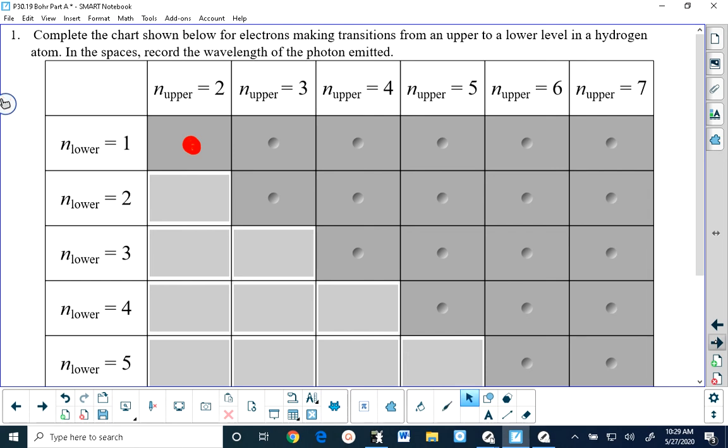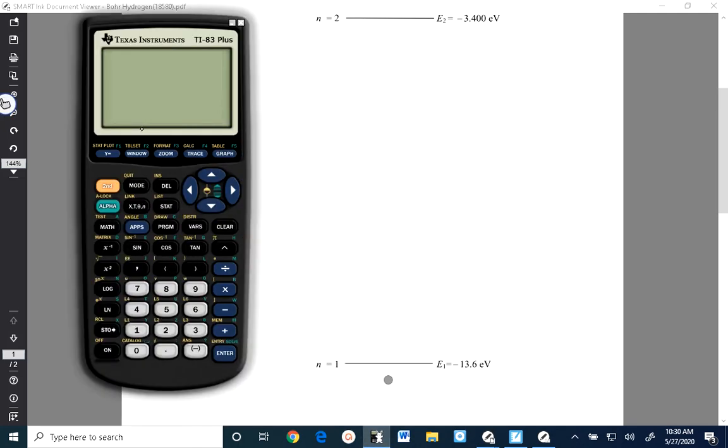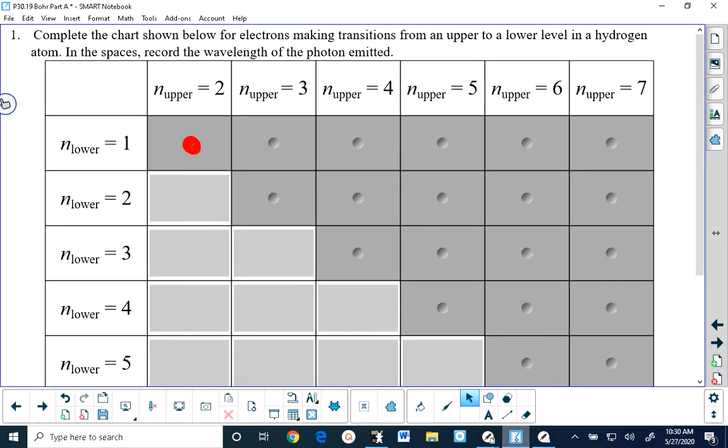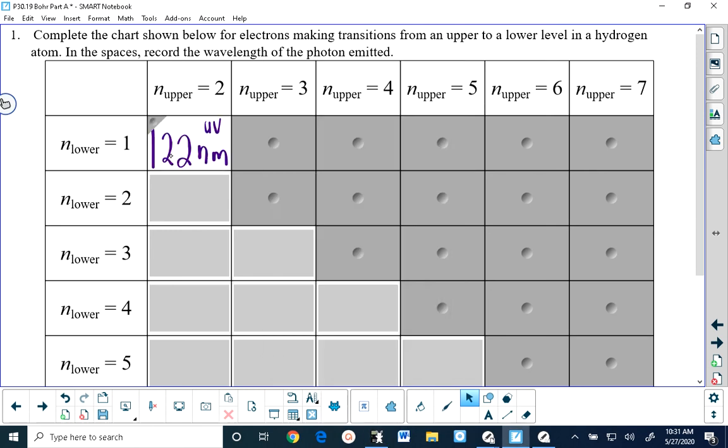So you would go to your energy level diagram. Because the electron goes from the second to the first energy level, I need to take the upper energy of negative 3.4 and subtract the lower of negative 13.6. This energy is the energy of the photon that's emitted. So now I'm going to go back to our problem. If I want to find out what to put in this first entry when it goes from 2 to 1, I know the photon has an energy of 10.2 eV. I need to take 1242 divided by that. And this is my answer. It's 122 nanometers. So in your chart, you record 122 nanometers.